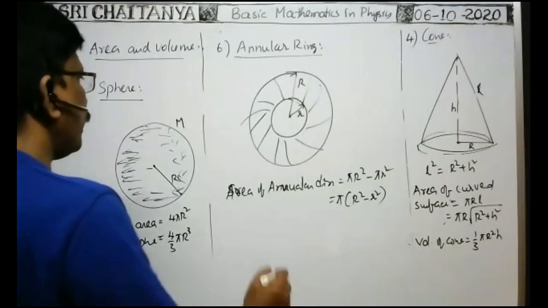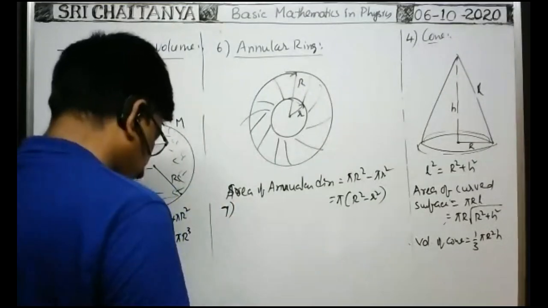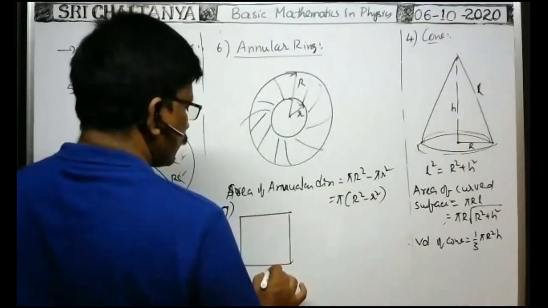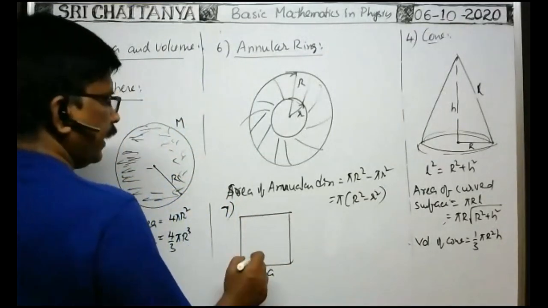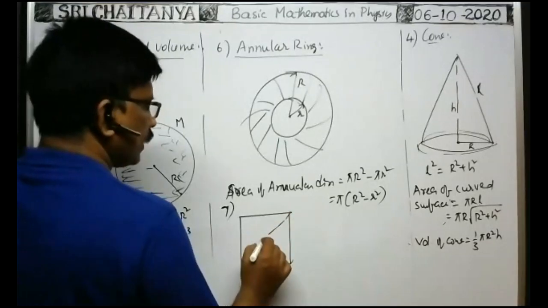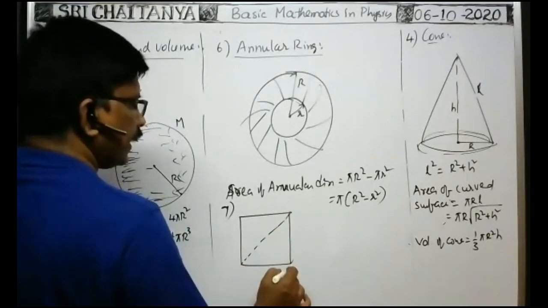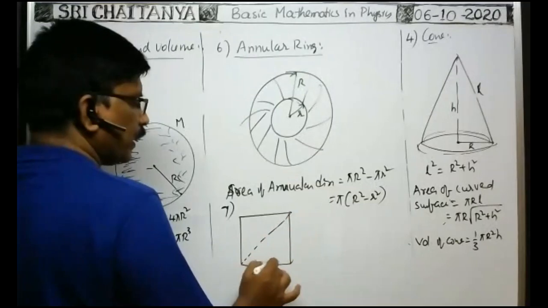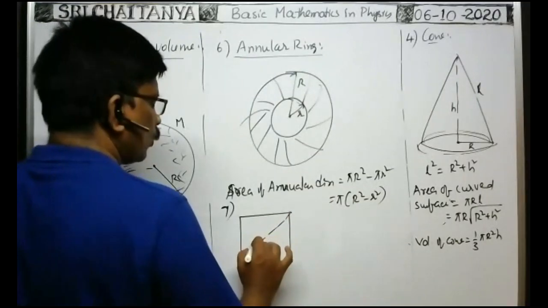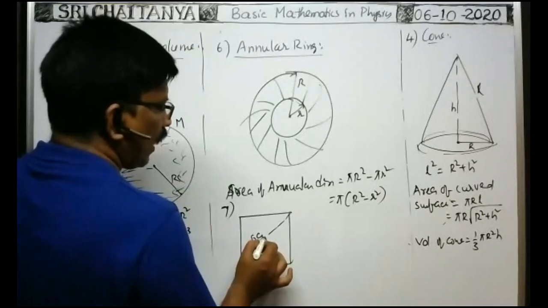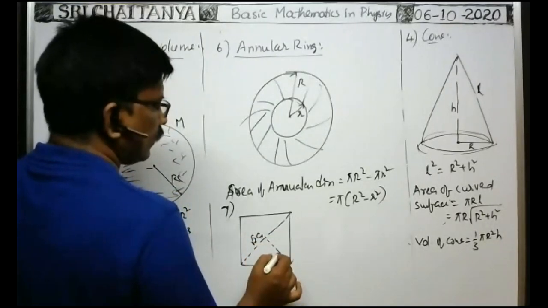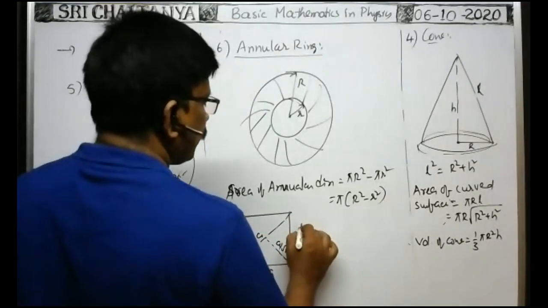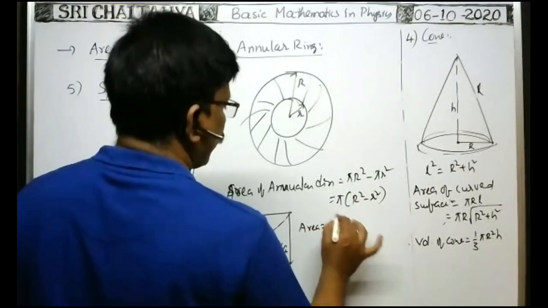Next, square plate. Seventh one. You take the square plate. Suppose there is a square plate of side A. Then what is the diagonal? This is A, this is A. From the Pythagoras principle, the diagonal is square root of A square plus A square, means root 2 A square, that means root 2 into A. Next, what is half of the length of the diagonal? That is root 2 A by 2, that means A by root 2. Now the area of the square means A square.